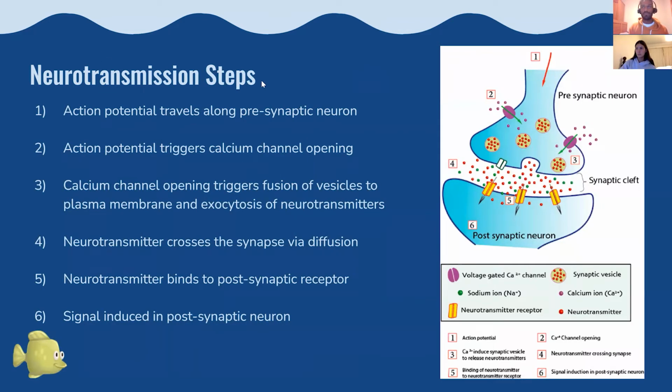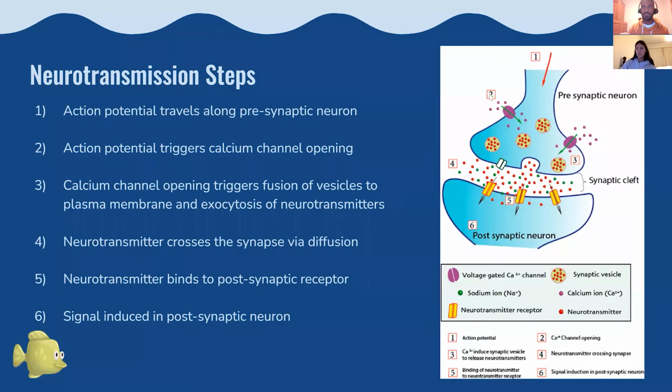Okay, so there are a few steps in neurotransmission. First of all, we need an actual signal to trigger the whole process. So the action potential will travel along the presynaptic neuron. Presynaptic just means before the synapse. So that's step one. The action potential comes down. Once the action potential reaches this axon terminal, we get opening of our calcium channels. So the local depolarization will cause these calcium channels to open.